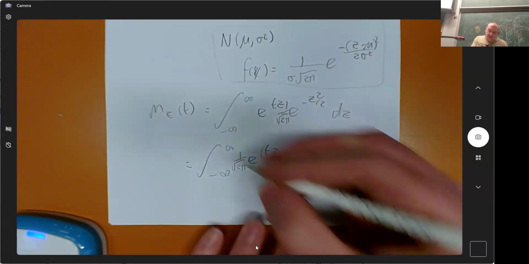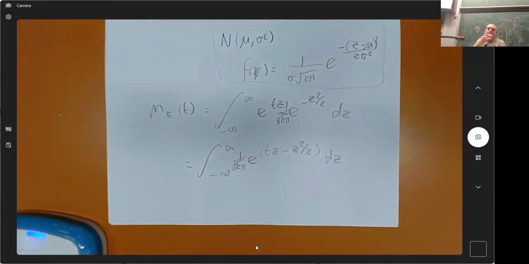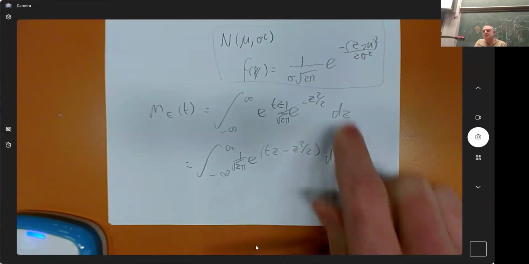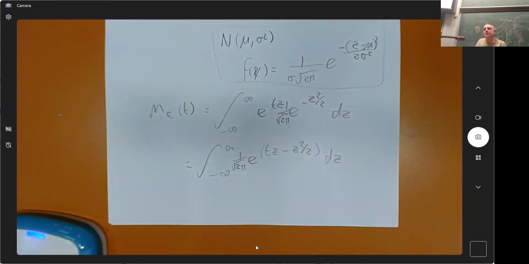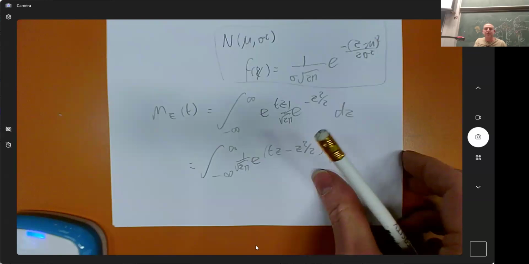Well, there is a 1 on root 2 pi, and there is an e to the power of thing with a square in it. That looks remarkably similar, I mean, it's a bit weird, but remarkably similar to the PDF of a normal distribution. So what if I made it look even more like a PDF of a normal distribution?